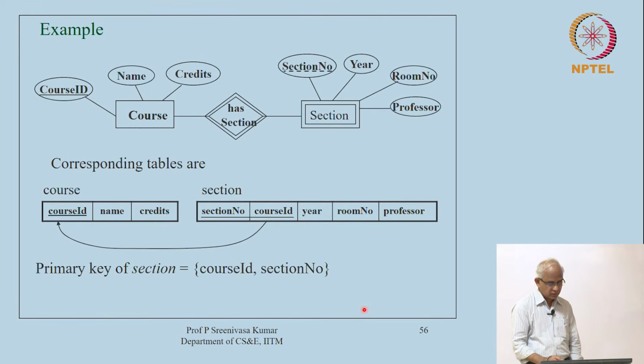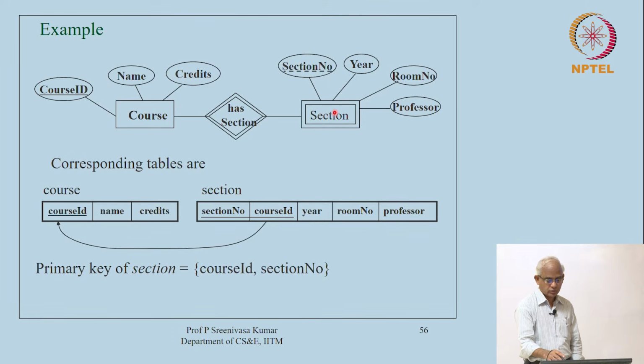Okay. Now, let us look at an example to clarify this situation. We had this kind of example in our earlier discussion. So, section is a weak entity owned by course, and the identifying relationship is has section, and the partial key is section number.